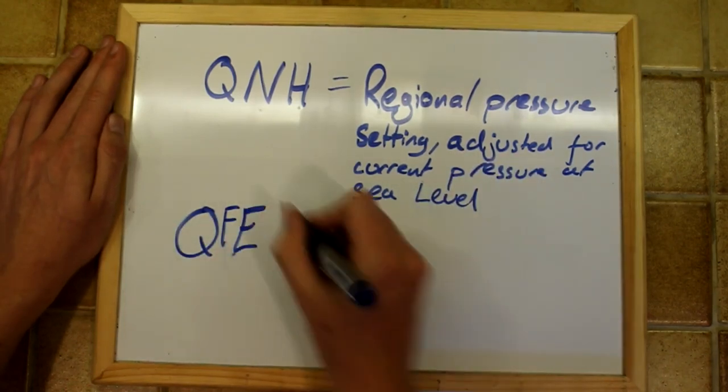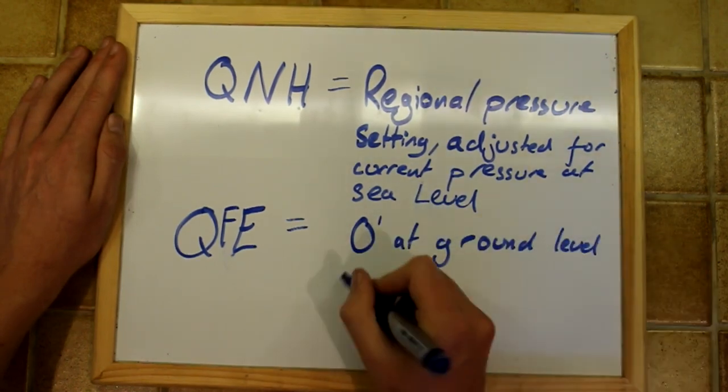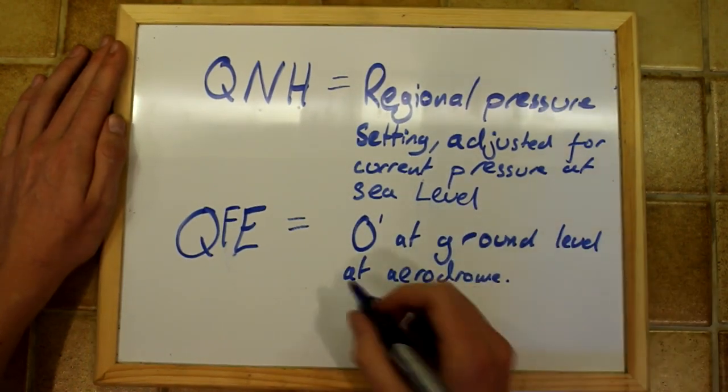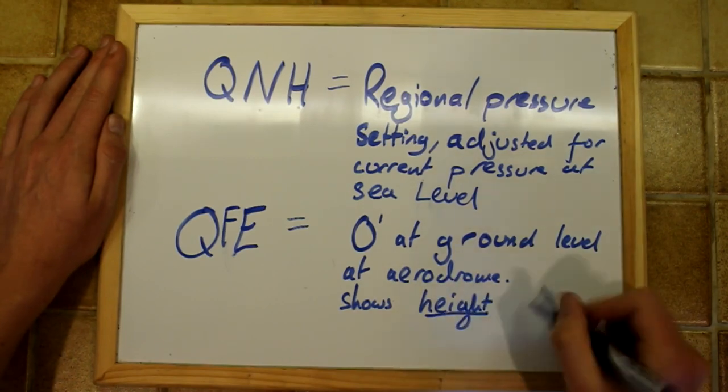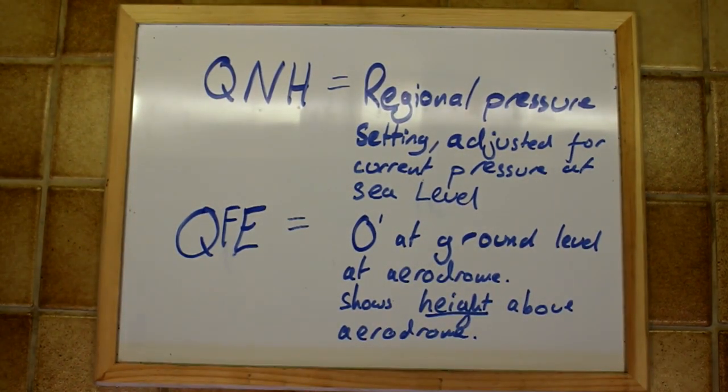The QFE is basically calibrated by an airfield. The QFE is set as such when an aircraft is at ground level at the aerodrome and is at the QFE, the altimeter should read 0. Therefore the QFE will tell you your height above the airfield.